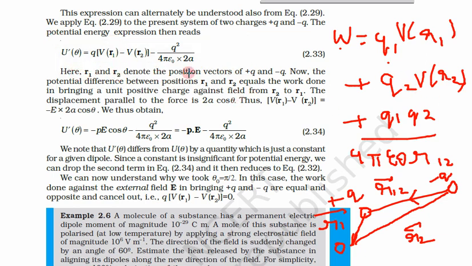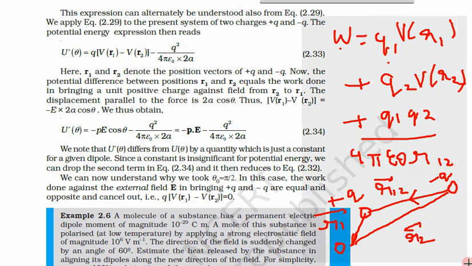Now here r1 and r2 denote the position vectors of plus and minus q. This is r1, this is r2. Now the potential energy difference between position r1 and r2 equals the work done in bringing a unit positive charge against the field from r2 to r1. What does that mean? Let us see what that means.